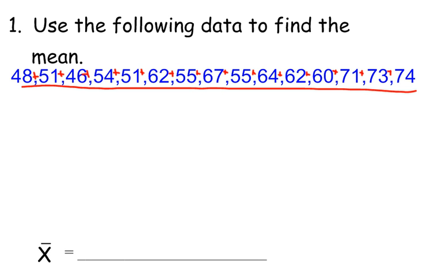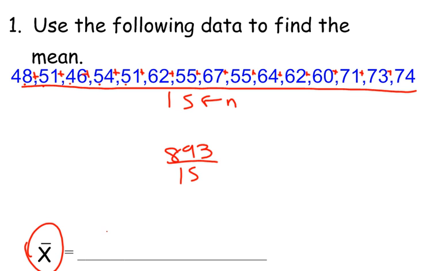Okay, when I add them all up, I get 893. And then I divide by the total number, so I count these. 1, 2, 3, 4, 5. There's 15 total. That's my n value, so this would be an example of an n. I divide by 15. When I take 893 divided by 15, that gives me my sample mean, which is x bar. And we round to hundredths if we're not specified, remember? So my mean for this is 59.53.